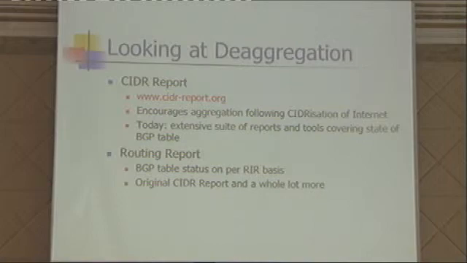I had a go at it for a while. Jeff Houston had a go at it and is now running most of it, hence it's got a nice website and a detailed amount of reporting with it. I did the routing table report because Tony's report was a global view. I wanted to look at within each registry region.